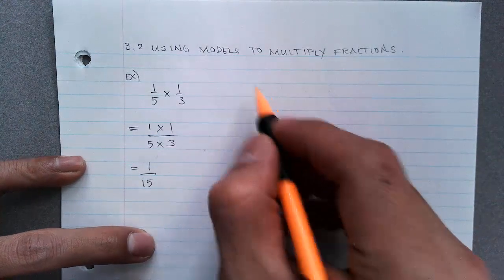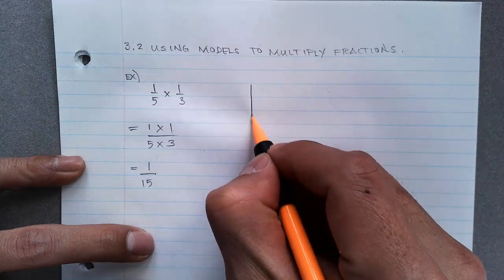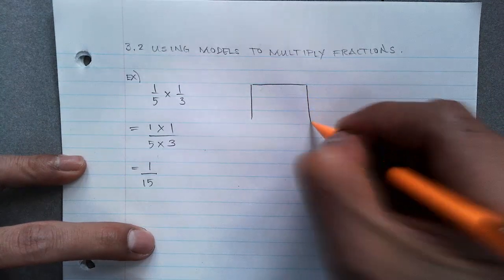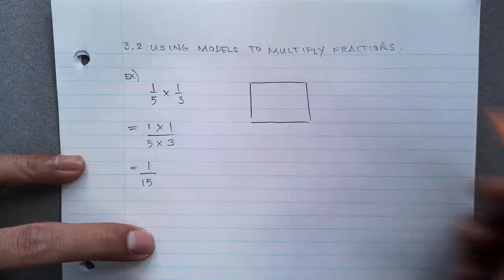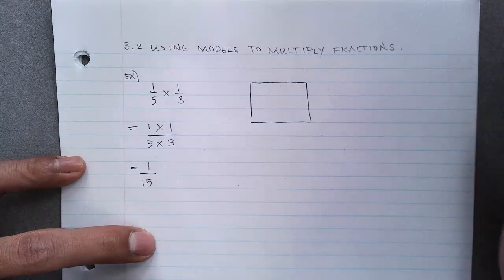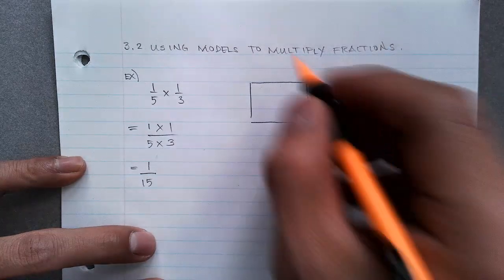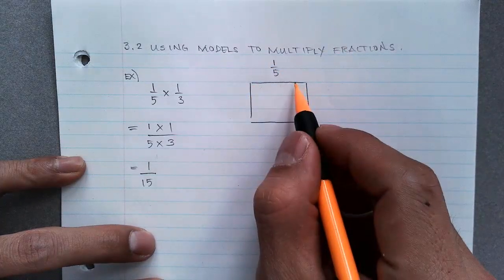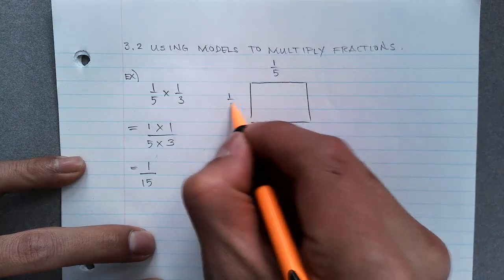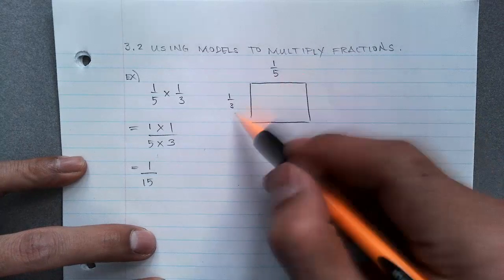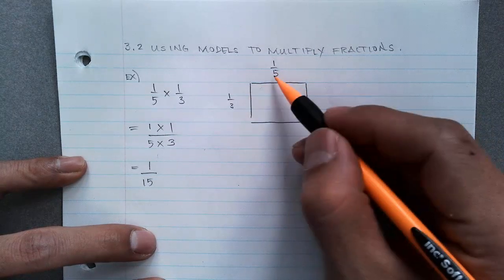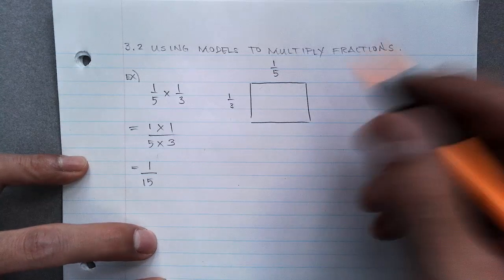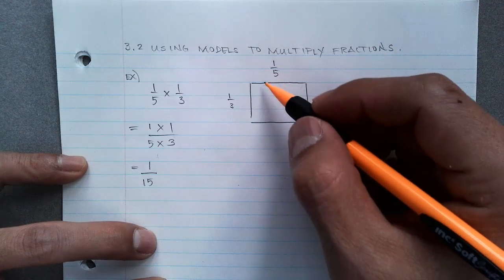So now I'm going to show you what this looks like as a model. They want you to get used to looking at this as a rectangle or an area model. The first thing I'm going to do is model 1/5 as a length, and then model 1/3 as a width, because when you multiply this, the area model really is length times width. That's what they're trying to get at. So how do you model 1/5 in this case?